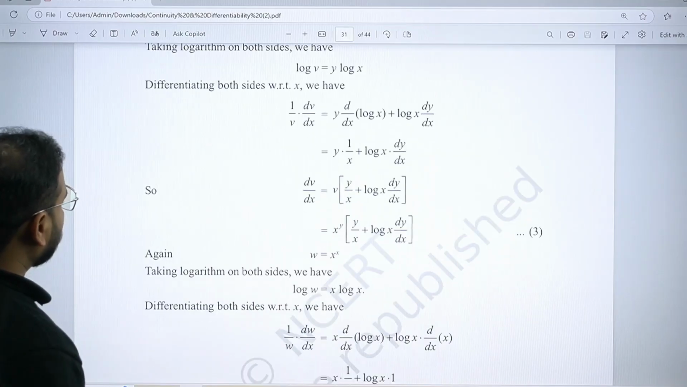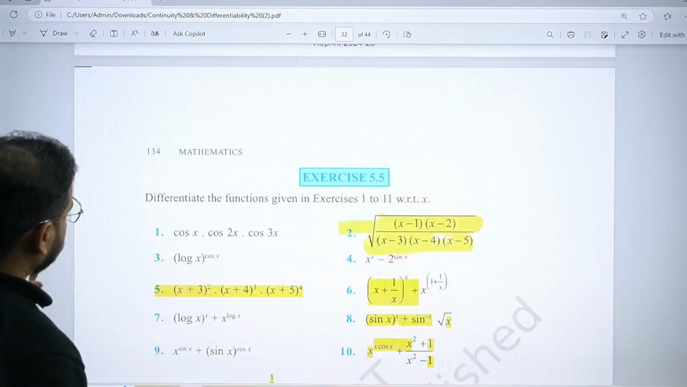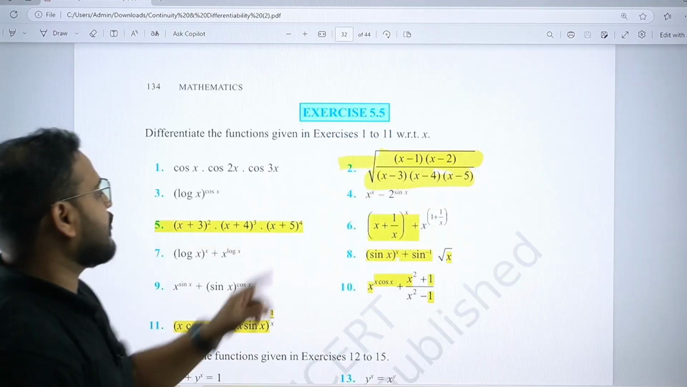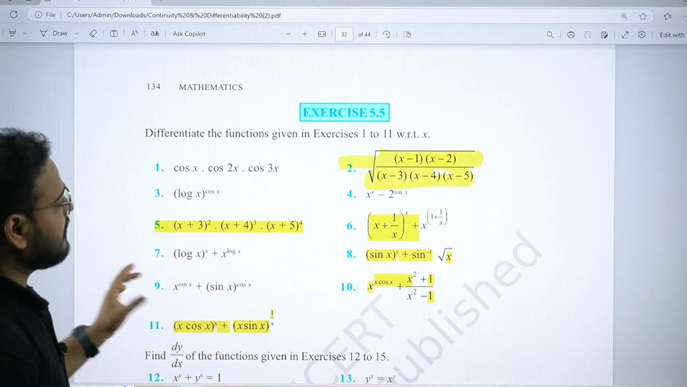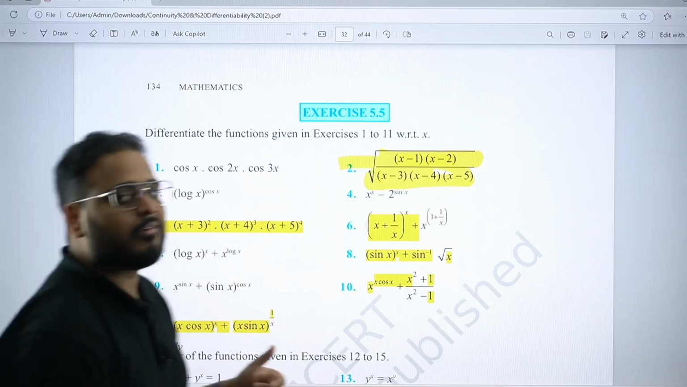Now let's move on. We have exercise 5.5, question number 2, 5, 6, 8, 10 and 11. Please solve these questions. You don't have to make a list of it.